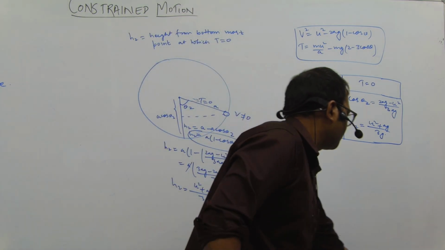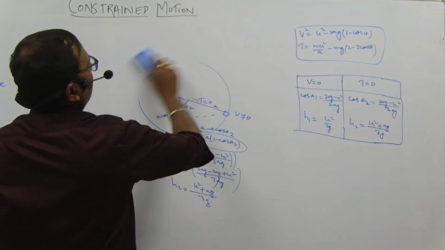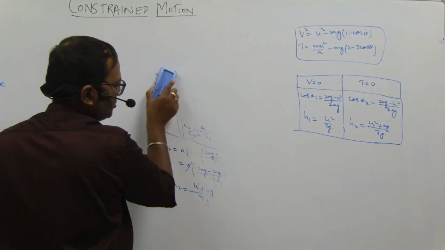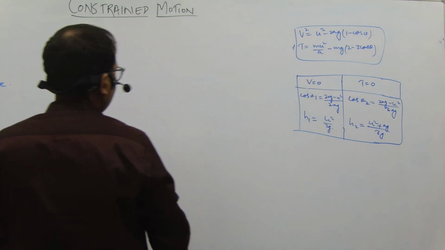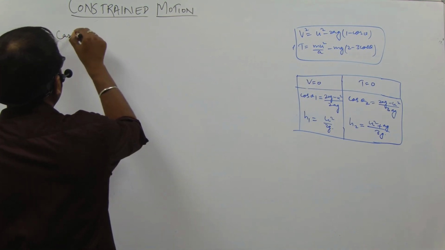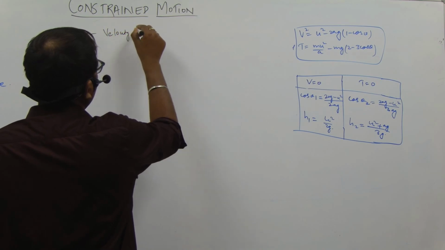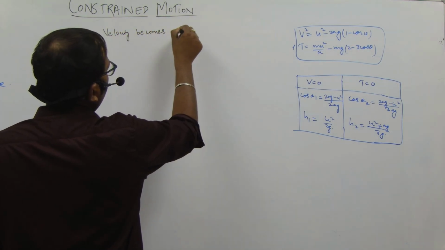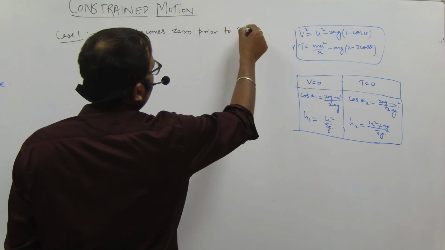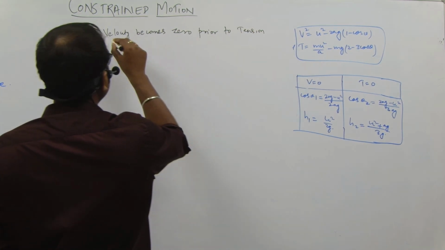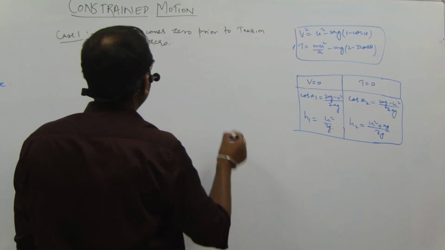Now let us proceed for the cases. Okay, so now we have calculated this table. So now we will proceed for the cases based on these values. Let us discuss the cases. So in case 1, velocity becomes 0 prior to tension becomes 0. Okay, so we have it like this.